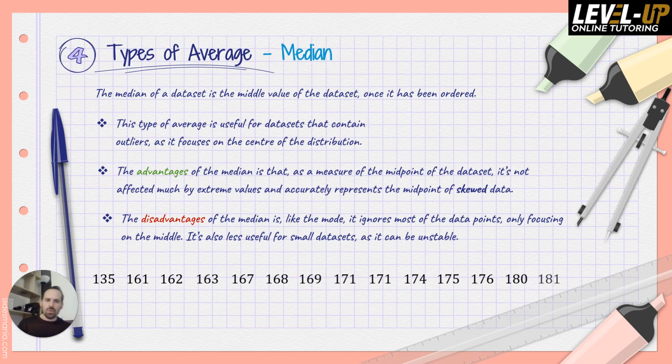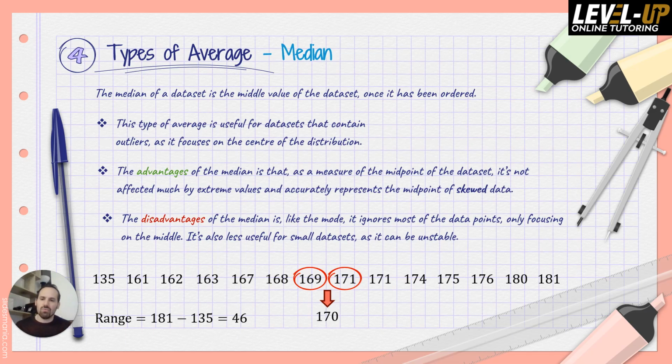Say if I put in one more data point, like 181, one more person joins the group. Now there's an even number, and as you count from one end to the other, you'll get to two values in the middle. If that happens, you've got to take the midpoint of those two values, and that will be the median right there.